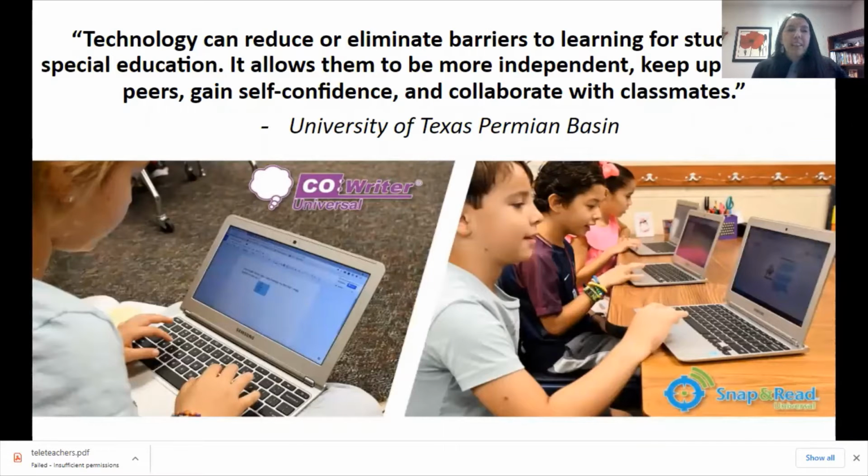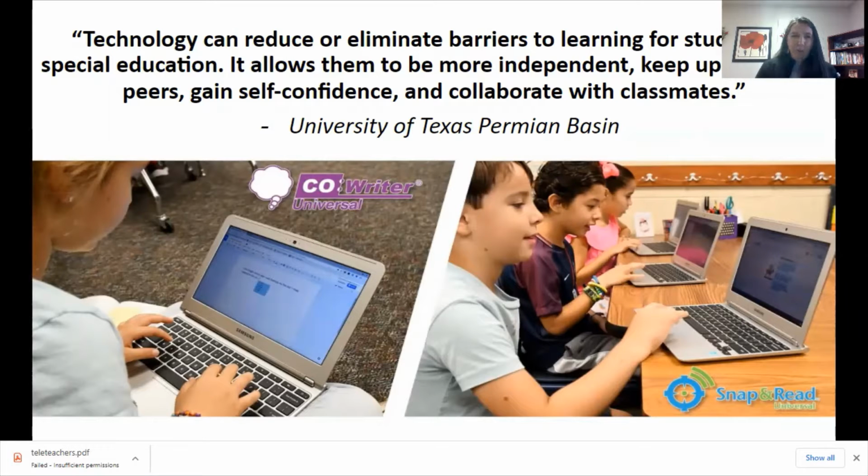So just moving into that conversation, Tomball ISD looked at that. We started in the 2017-2018 school year, partnering with a company called Don Johnston to provide everyone in our district some tools, Co-Writer and Snap and Read. I found this quote from the University of Texas Permian Basin.